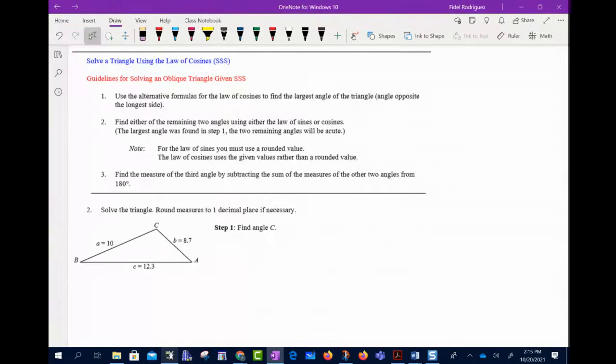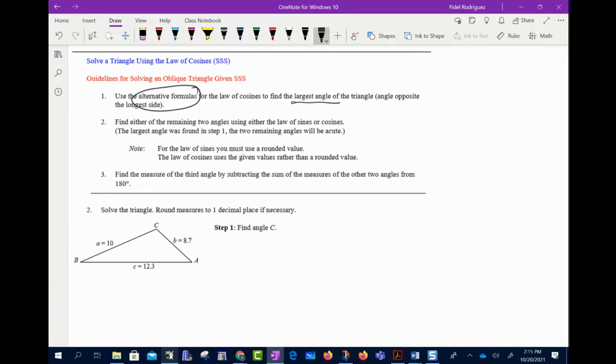All right, so let's take a look at the second problem we have here. Solving a triangle using the law of cosines when we have all three sides. It says use the alternative formulas for the law of cosines to find the largest angle of the triangle, the angle that's opposite the longest side. Looking at the picture, what is the longest side here? Out of my A, B, and C. C. Okay, so that's the angle that we're going to find, the angle opposite the longest side. And it says using the alternative formula.